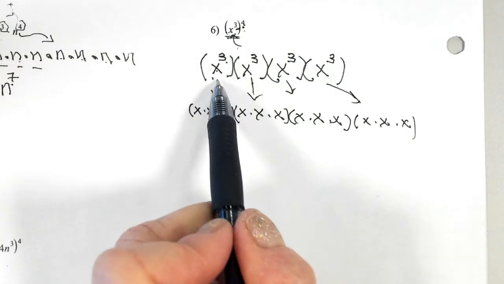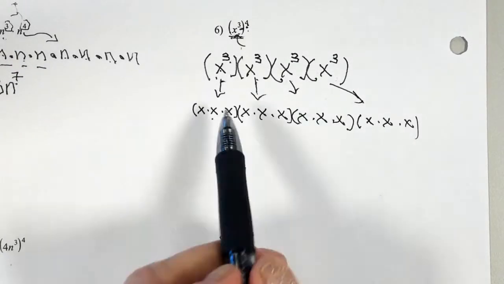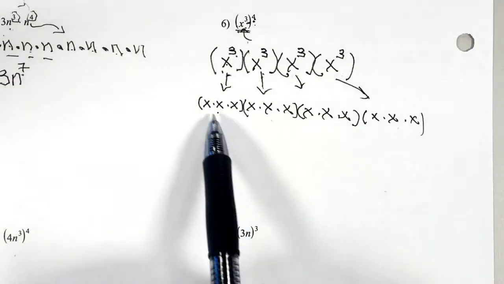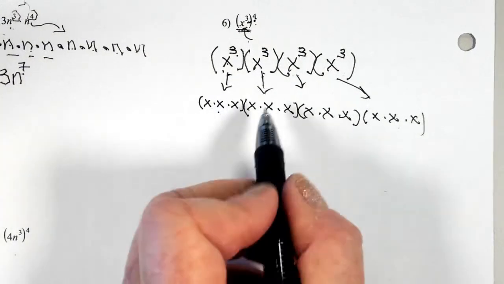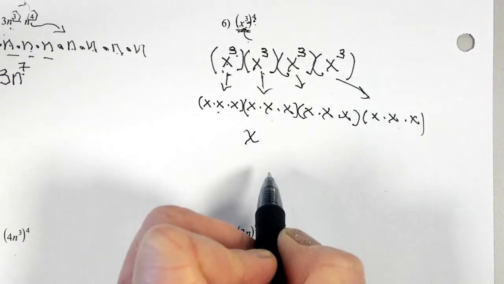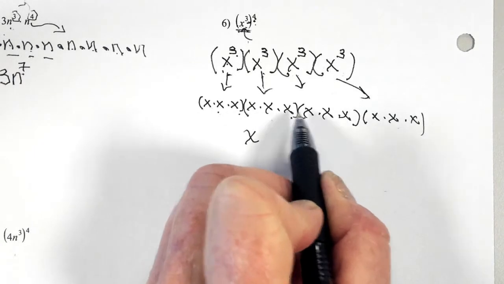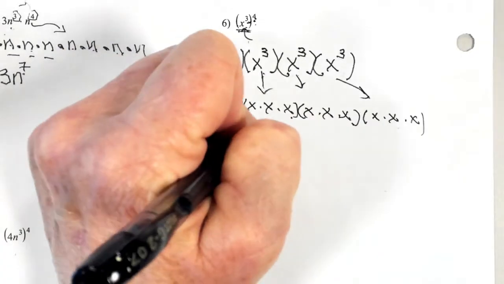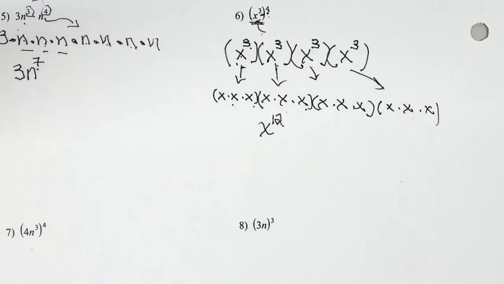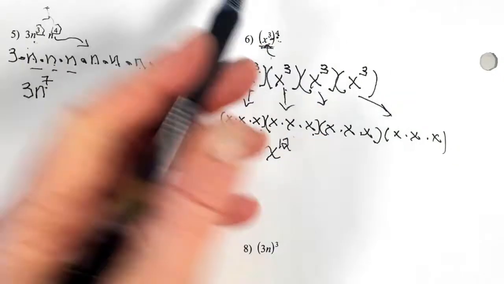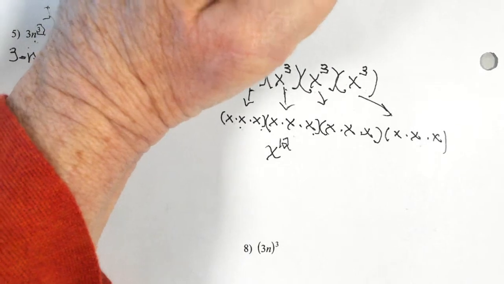So I've split all of these up, and now I've got a bunch of x's. Notice, they're all being multiplied. So therefore, I can simply say x to the what power? We'll count them all up. 3, 6, 9, 12. x to the power of 12. I want to point out, what's 3 times 4? 3 times 4 is 12.